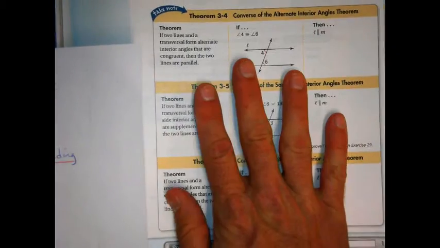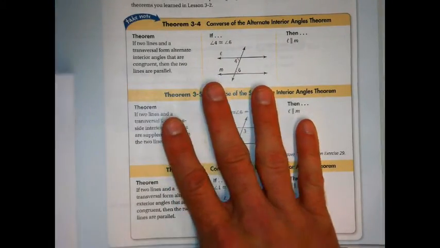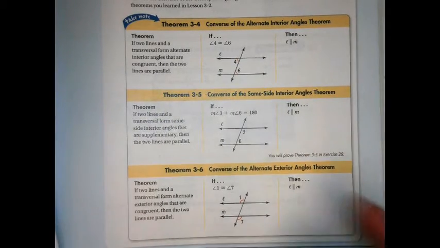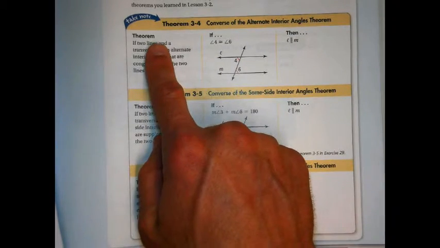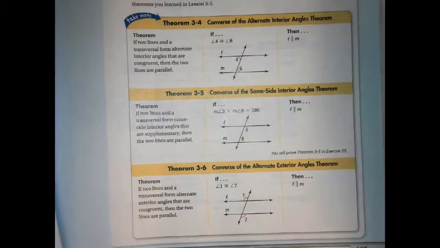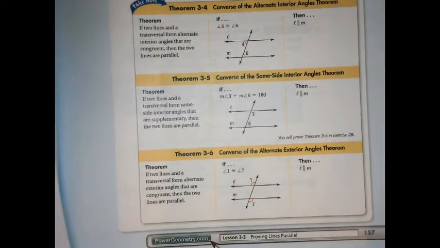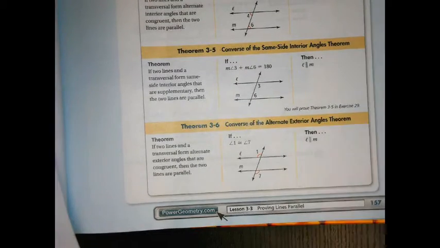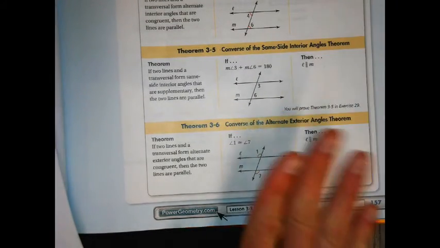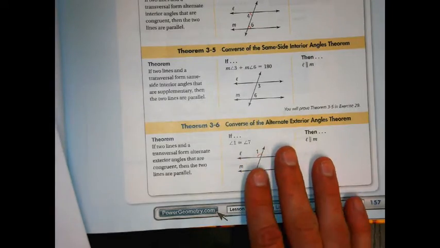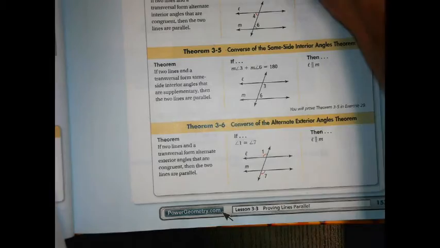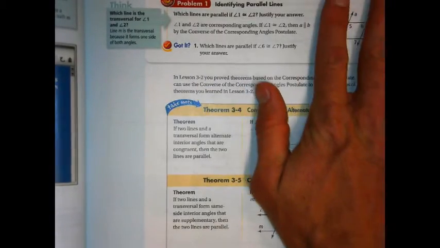So all of these theorems down here, it's a similar thing. You don't need to know this as the converse of the alternate interior angles theorem. You're just saying if lines are parallel, then alternate interior angles are congruent. Or if lines are parallel, then same side interior angles are supplementary. Or if lines are parallel, then alternate exterior angles are congruent. It's the converse of what we had learned in the previous lesson. Okay, so once again, if you haven't done that previous lesson, problem. Make sure you do that.